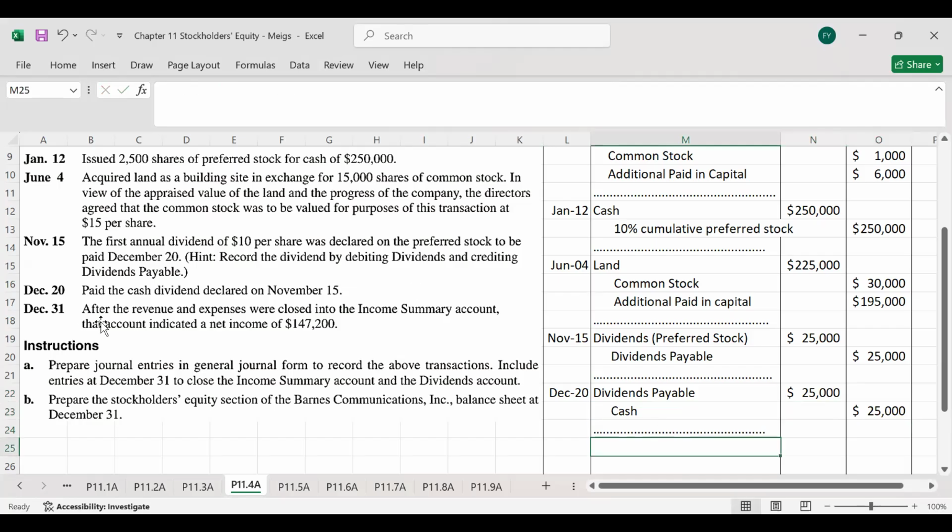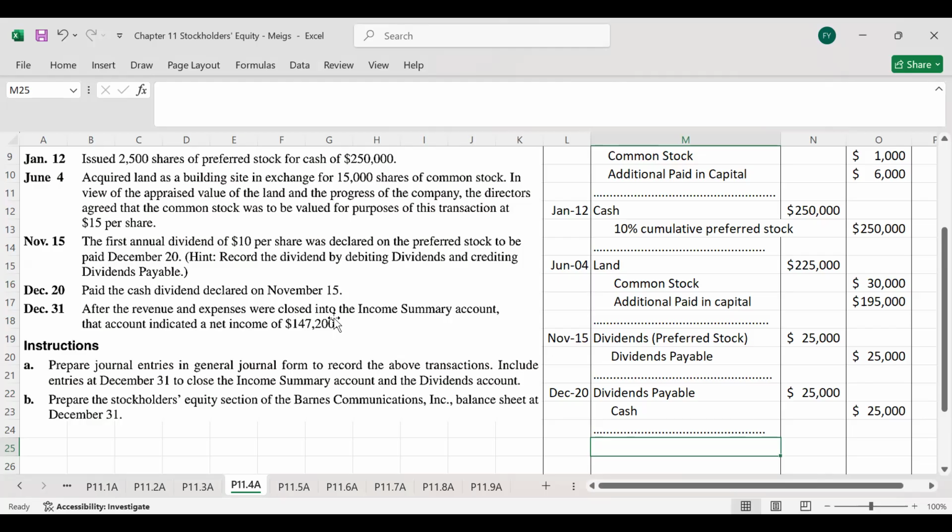Now, on December 31st, after the revenue and expenses were closed into income summary account, that account indicated a net income of 147,200. So, class, we have discussed in detail how to close the amounts we close. There are four closing entries. One is related with revenues, other is related with expenses. The third one is related to closing income summary account, and the fourth one is dividends.